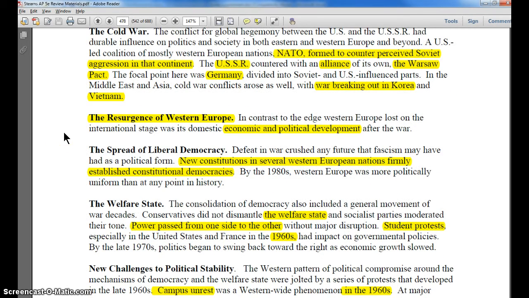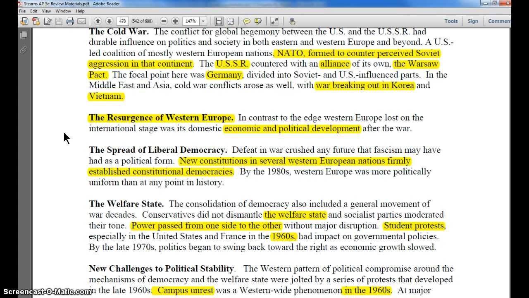The biggest thing in Western Europe is that it has a lot of economic and political development. They have to rebuild their economies, and so they have a lot of activity. And then we have what you'll see there on page 756, the Marshall Plan, which is where we're giving lots of money to try to help them rebuild. And this leads to a spread of liberal democracy. There's a lot of new constitutions that are written after World War II. Nazi party in Germany is done for. The fascist party in Italy is done for.